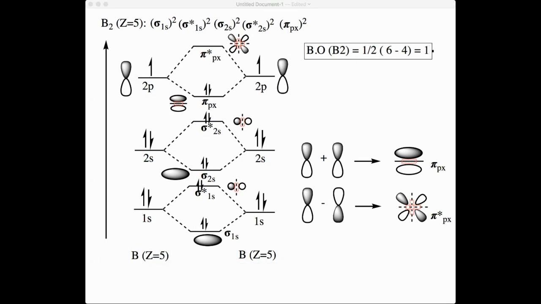So does that mean the bond order can only be 1 or 0? No, it's been 1 or 0 for the examples that we have seen, but you'll see quickly that it's not.